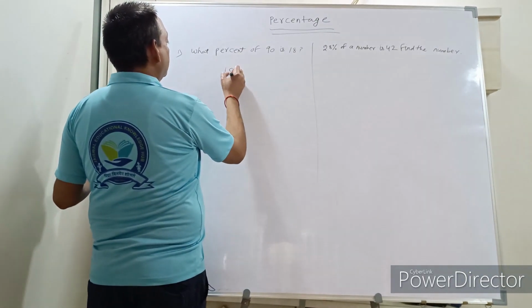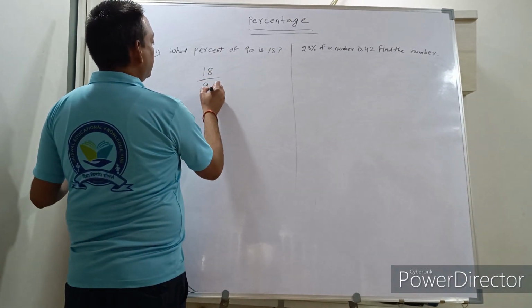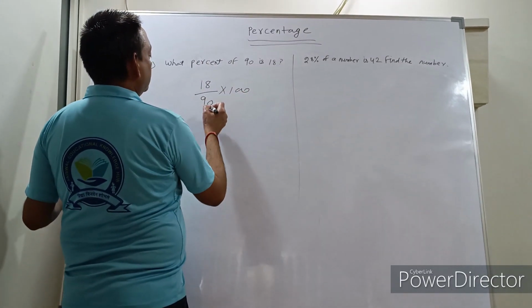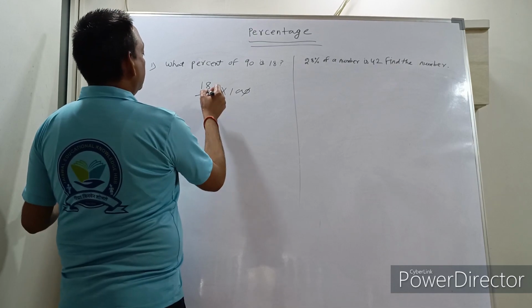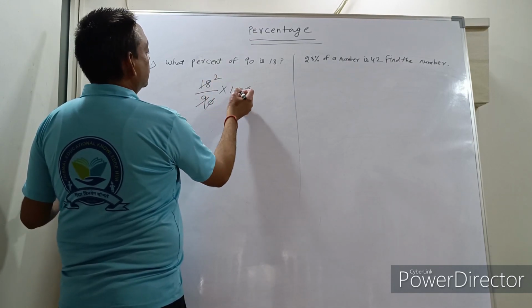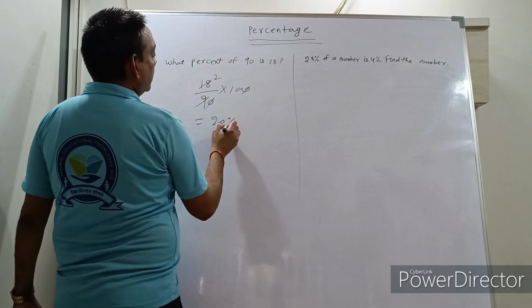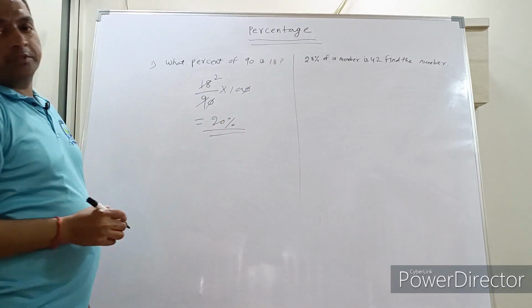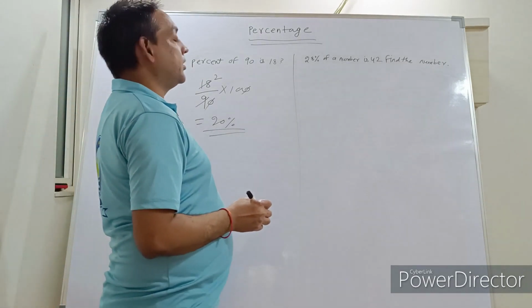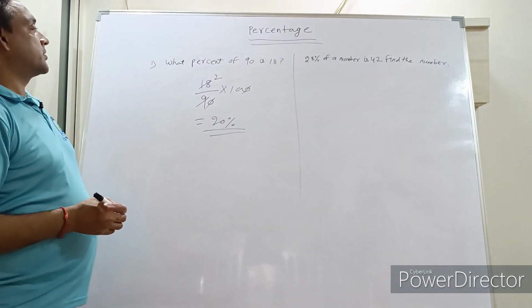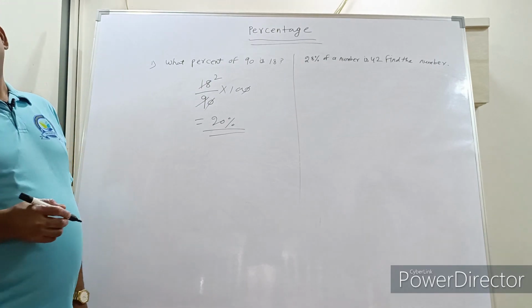So 18 out of 90, you have to find the percentage, so multiply by 100. Zero gets cancelled, 9 ones are 9, 9 twos are 18, so 2 into 10 gives you 20%. So if you get 18 marks out of 90, you will get only 20%. So 20% of 90 is 18.